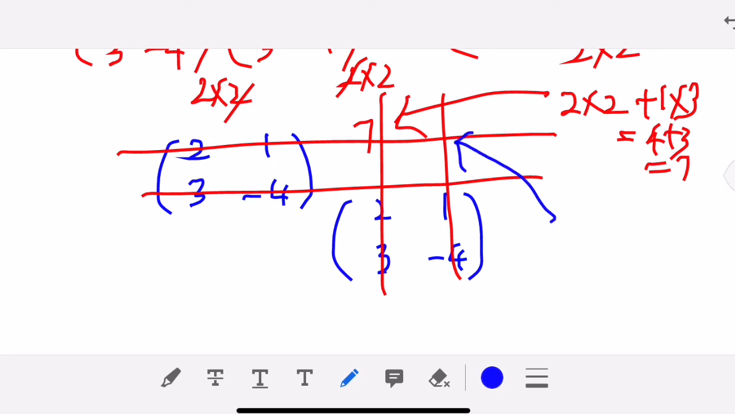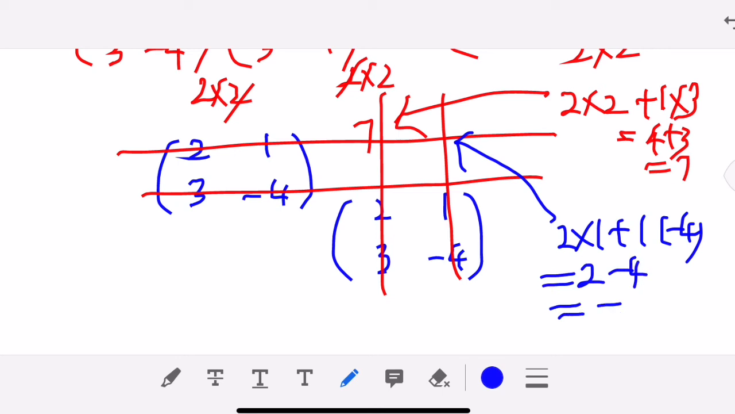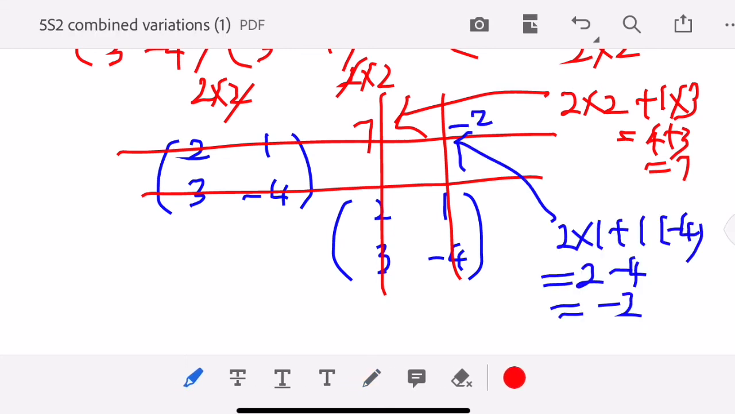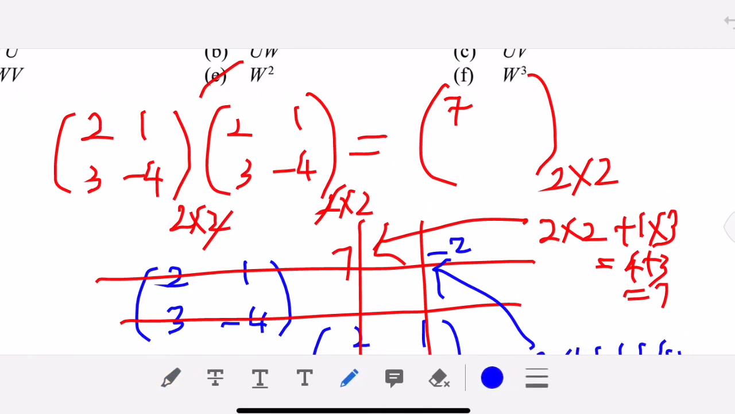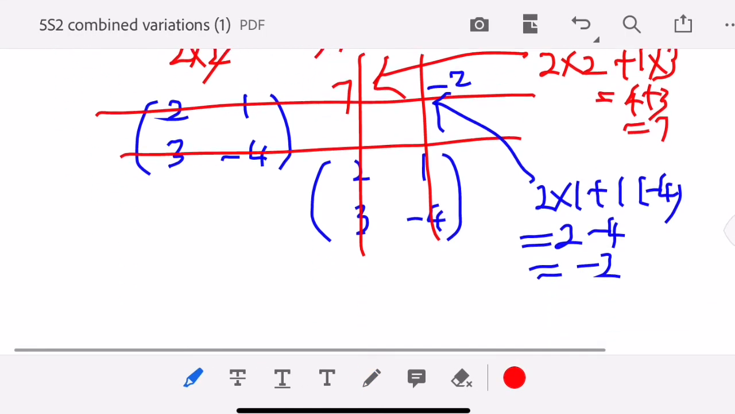So it is 2 times 1 plus 1 times negative 4. So you get 2 minus 4, which is negative 2, right? So we'll get negative 2 here, and we plug it into the matrix there. So we have the negative 2. Alright, so now we have to continue.